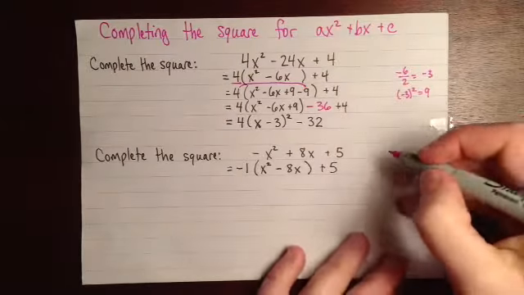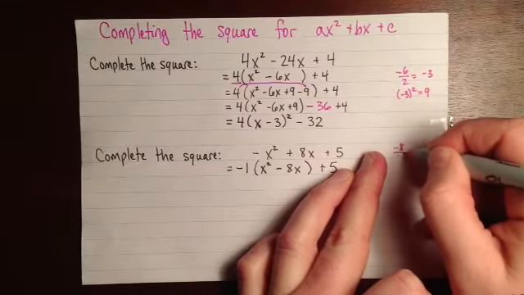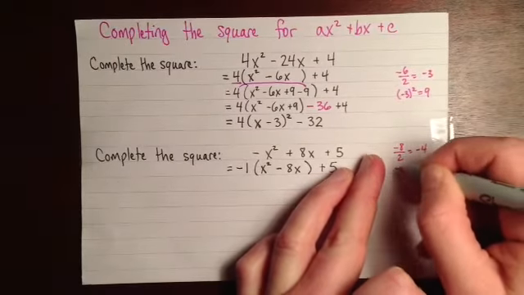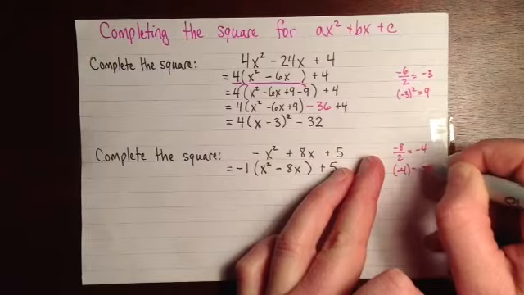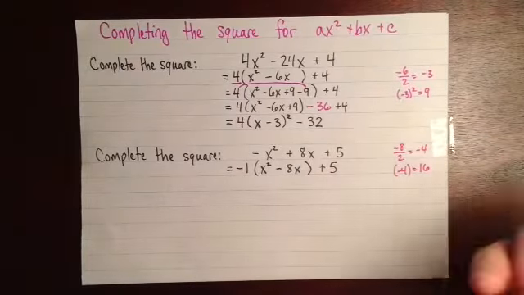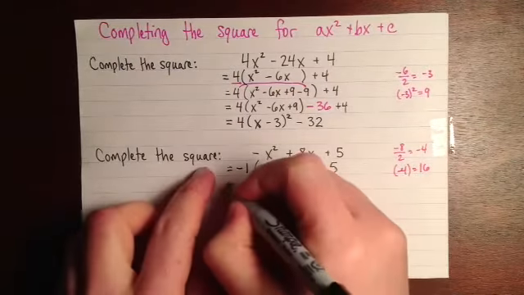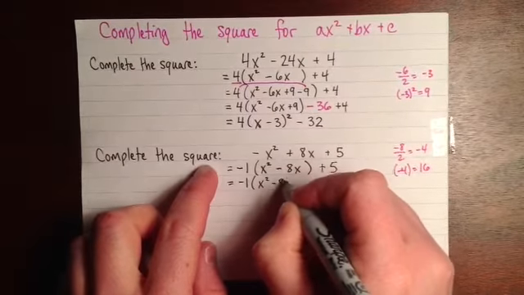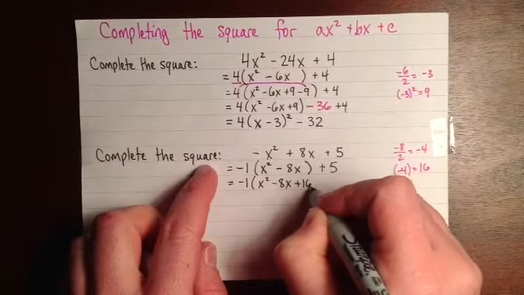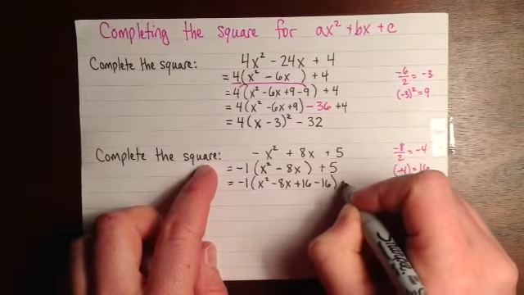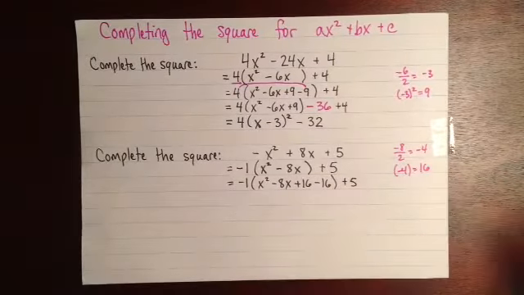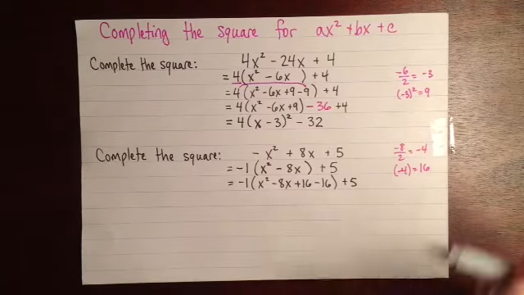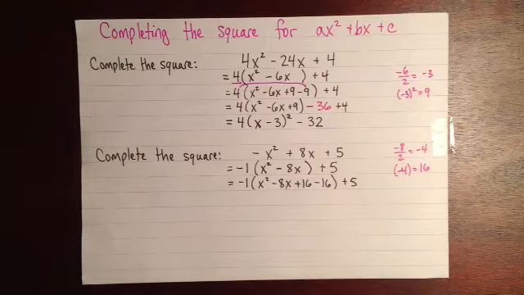Okay, to figure out how to get our perfect square, we take our negative 8 divided by 2, and then square that. So we have x squared minus 8x plus 16, and then minus 16. Okay, here's the danger zone.